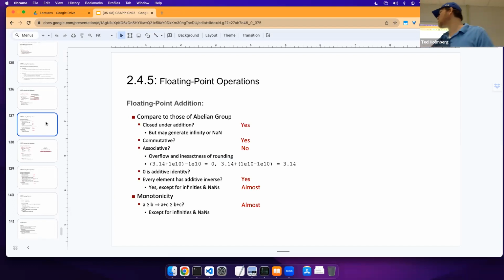But the things you should know about this is that it is closed under addition. It is commutative, but it is not going to be associative. What that means is our overflow and inexactness of rounding means we can have the same set of terms, but depending on which operations we perform, and this is with addition, we could either get a 0 term or a 3.14 term. That is unlike what our integer arithmetic or addition would allow us to do.